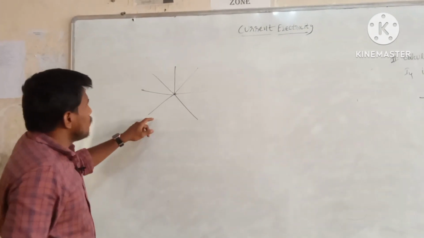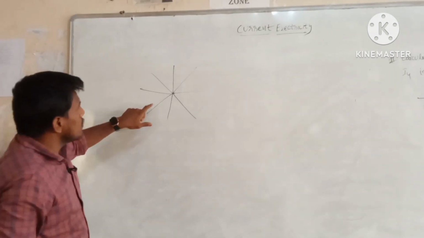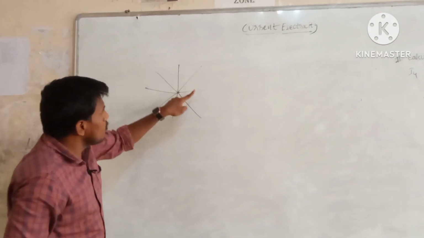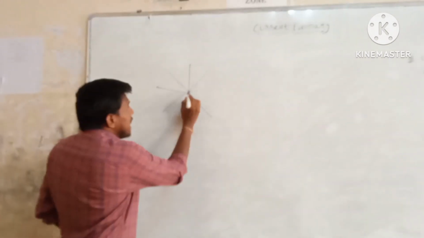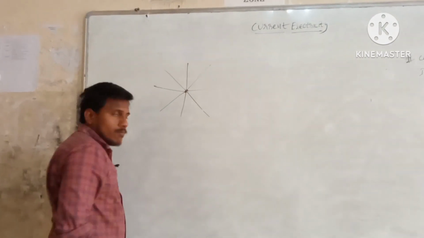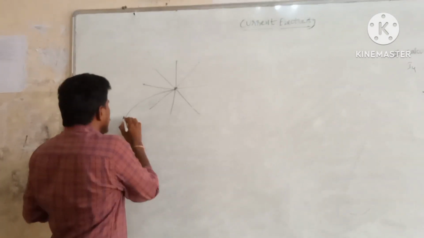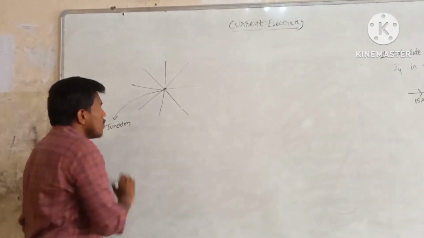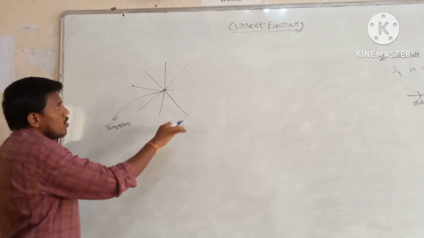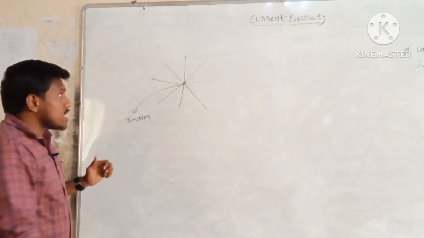Here I am taking 8 conductors: 1, 2, 3, 4, 5, 6, 7, 8. These 8 conductors meet at this point. This point can be called a junction. Here, through the 8 conductors, currents are flowing.